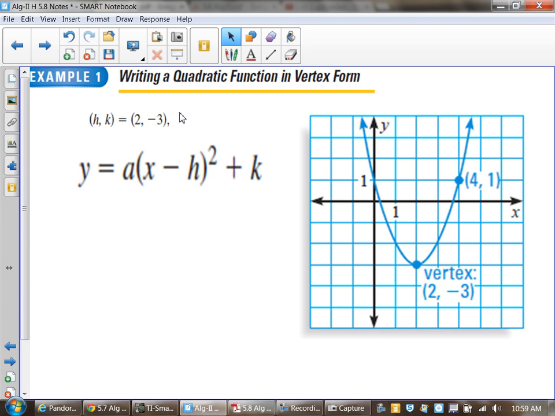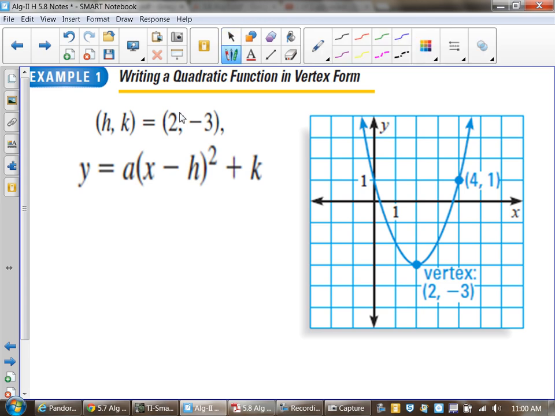Now, remember when you're filling in the blanks here, if it's x minus h and your vertex is at (2, -3), is your h value going to be -2 or is your h value going to be +2? +2. Remember, you just drop the 2 in here. So you have y equals a times the quantity x minus 2, quantity squared, minus 3. What I've done is just substituted in my h and k.